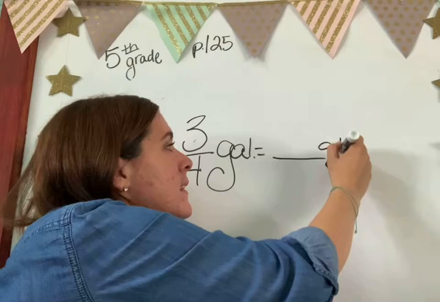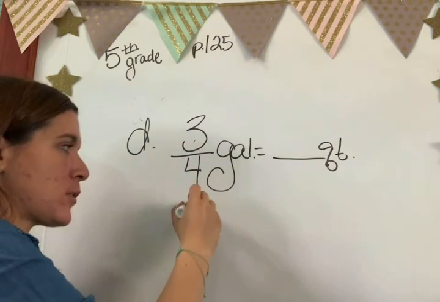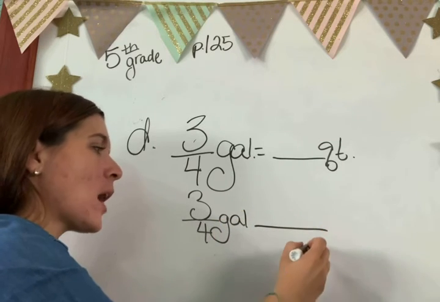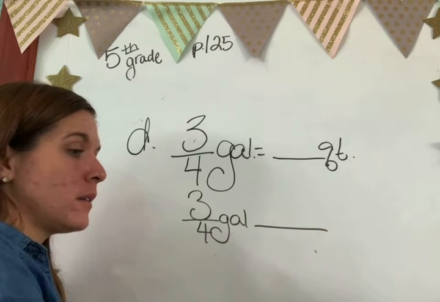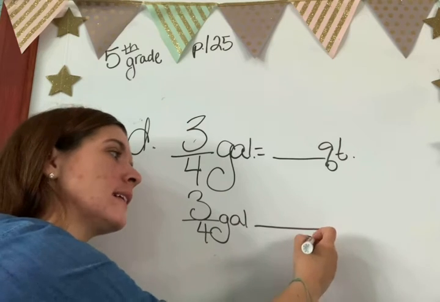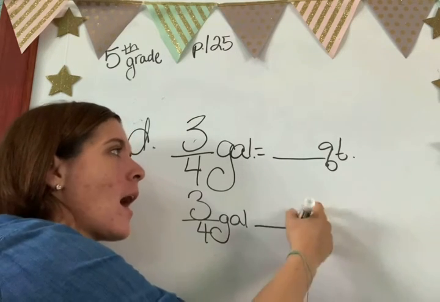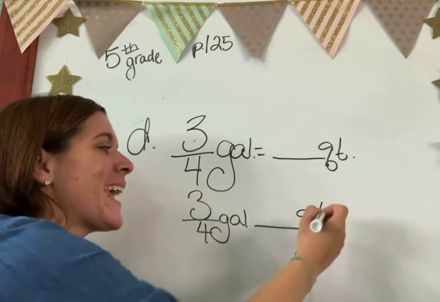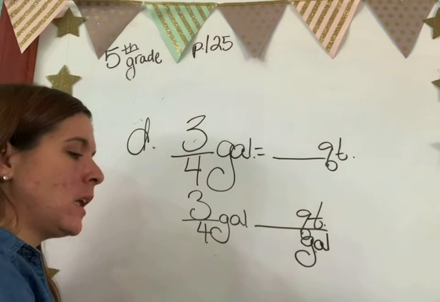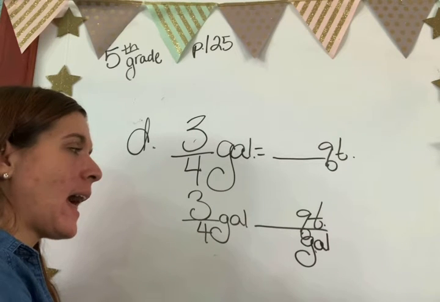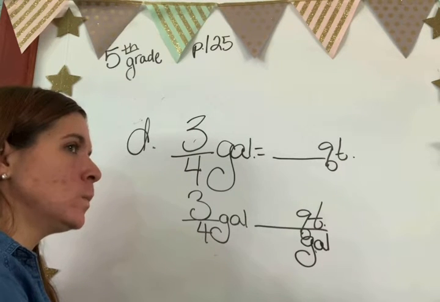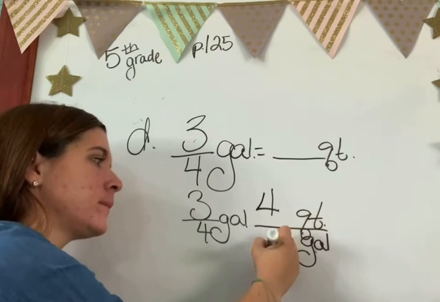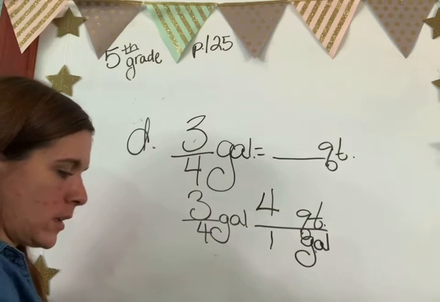Okay, 3/4 gallons equals how many quarts? So you put 3/4 gallons. What do we put on the bottom? Gallons. What do we put on the top, Abiel? Quarts. How many quarts are in a gallon? Mario? 4.